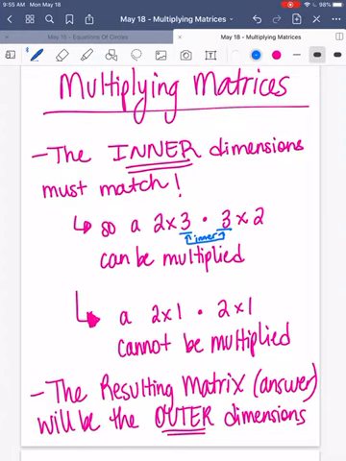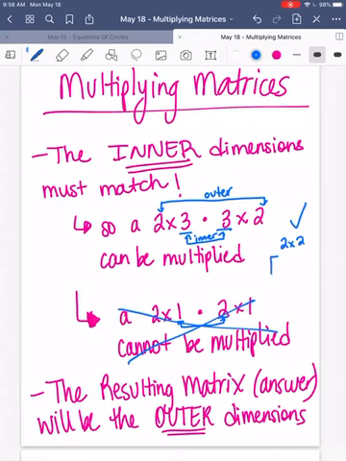All right? Now, if you look at the second example, a 2 by 1 and a 2 by 1, you cannot multiply these because these inner dimensions do not match, okay? So this one cannot be multiplied, and this one can. And then the resulting matrix will have dimensions of the outer dimensions. So the outer dimensions would be this and this. So when we multiply a 2 by 3 and a 3 by 2, our answer should be a 2 by 2 matrix. Okay, so it kind of tells you what it should look like.